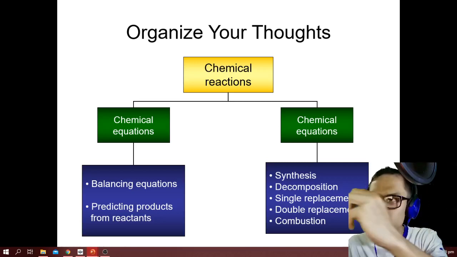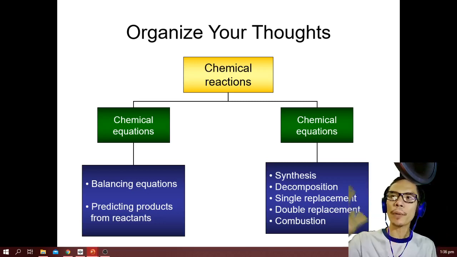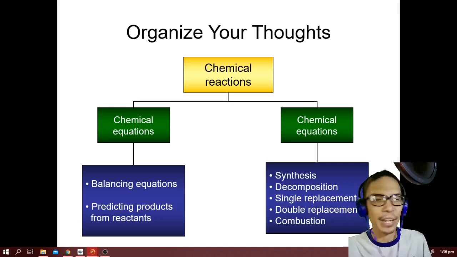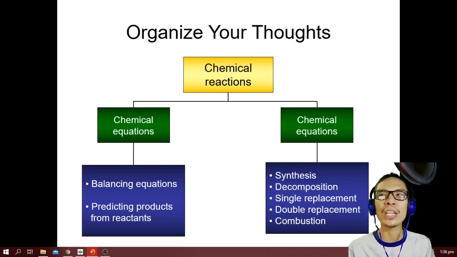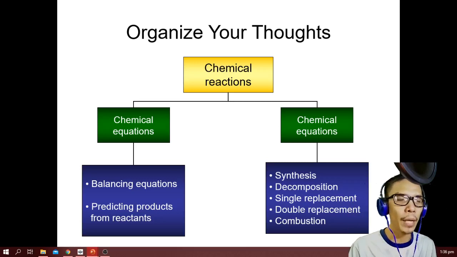This is the classification of what we will have today. Starting from chemical reaction, what do we need to learn here? Under chemical reaction, there is a chemical equation and another chemical equation. These are the two things that you need to know about chemical equations. Number one is balancing chemical equations. This is very, very important in chemical reactions.